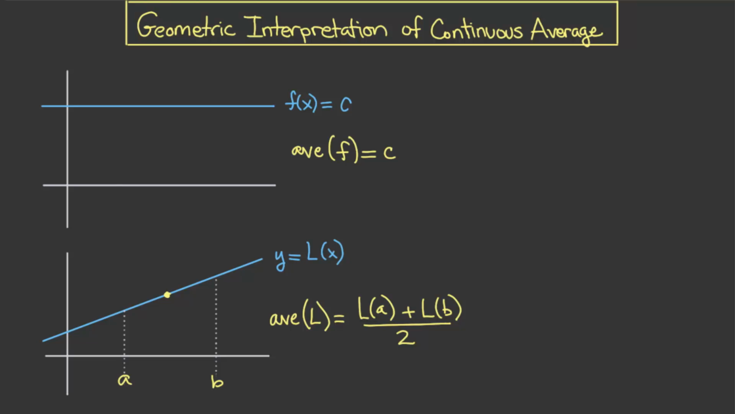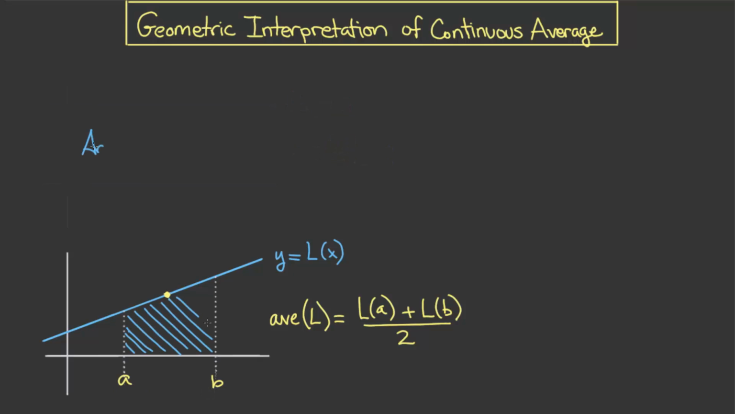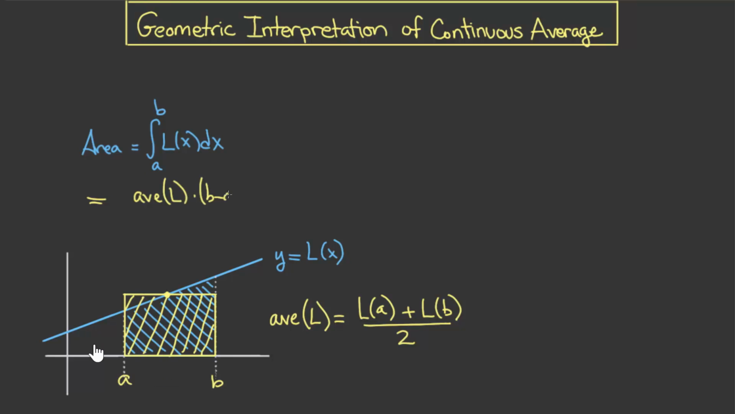Of course, this midpoint won't work in general, but what will work is to connect the average value to the area under the curve. So let's focus in on this example with the straight line, and recall that the area under the line from a to b is how we defined the definite integral from a to b of this line. The area is the same as the area of the rectangle whose height is the average value and whose width is the length of the interval.